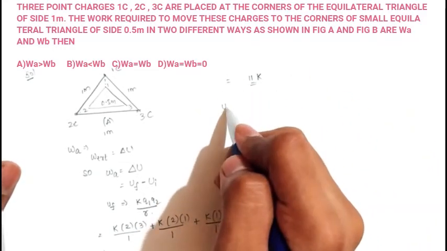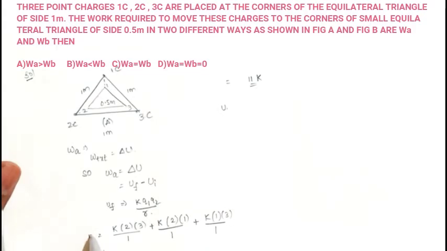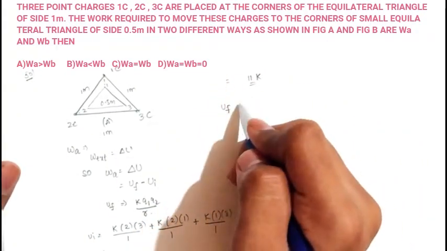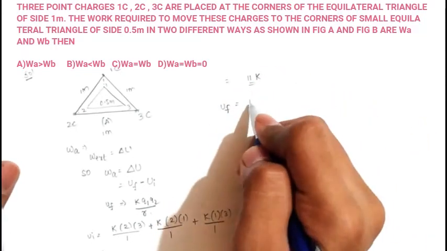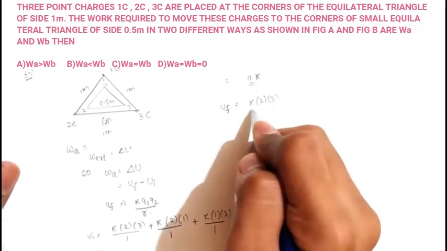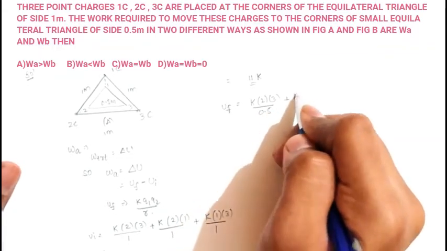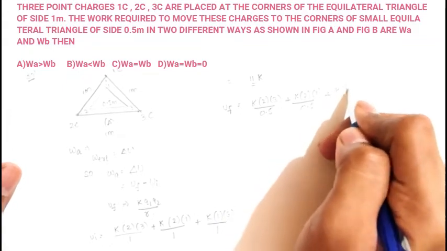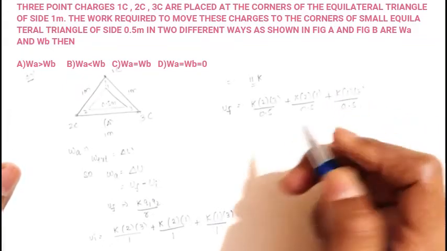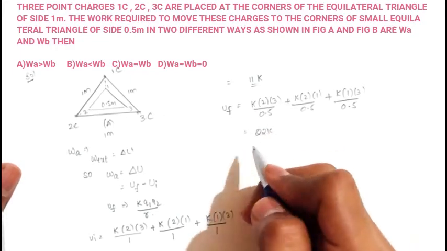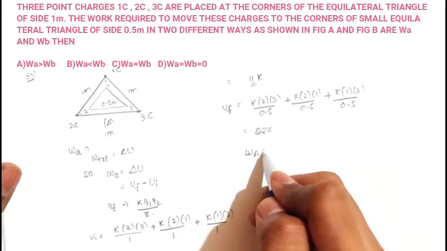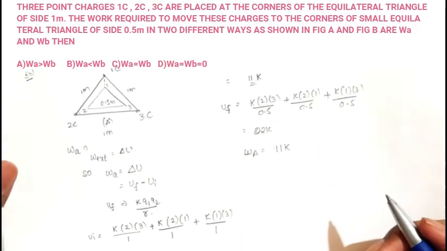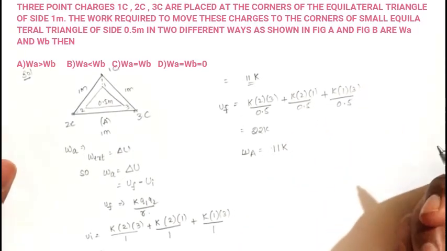Now U final equals K into 2 into 3 divided by 0.5 plus K into 2 into 1 divided by 0.5 plus K into 1 into 3 divided by 0.5. This will be 22K. So work done A is 22K minus 11K, equals 11K.